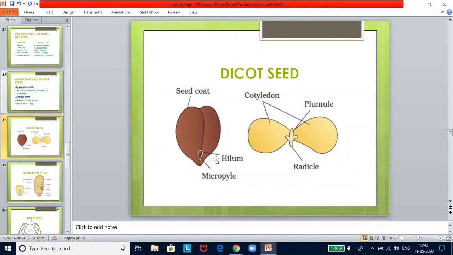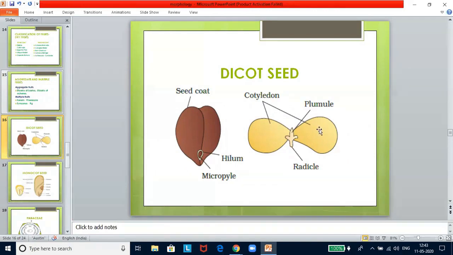Micropyle is a small pore above the hilum. Now, within the seed coat is the embryo, and this embryo has an embryonal axis and cotyledons. If two cotyledons are found, it is called a dicot. If only one cotyledon is there, it is a monocot.